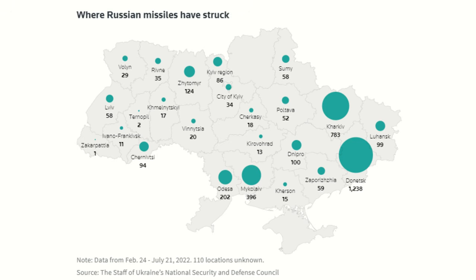Before we move on to talk about the number of deaths and injuries, I thought it was useful to show this map of Ukraine, which plots the amount of missiles that have been officially recorded as launched and the areas that those missiles have hit. These statistics have been provided by Ukraine's National Security and Defence Council and show that since the 24th of February, 1,238 missiles are officially recorded as having been launched and landed in Donetsk, which is the area that's been most affected by this war. Kharkiv has recorded 783 missiles, Mykolaiv has recorded 396 missiles, and Odessa 202 missiles.